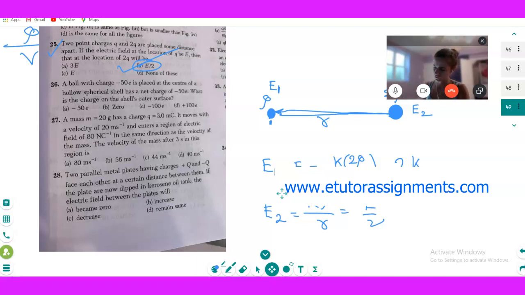Which one is this? One second, I need to understand which question. 25? Yes. It says D. How is it possible? Oh, D. It says none of these. Yes, you are right. I have taken only this one charge, E2. See, please listen. At this point, the distance is due to Q charge. What will be the electric field at this point? R becomes 0 for this one.